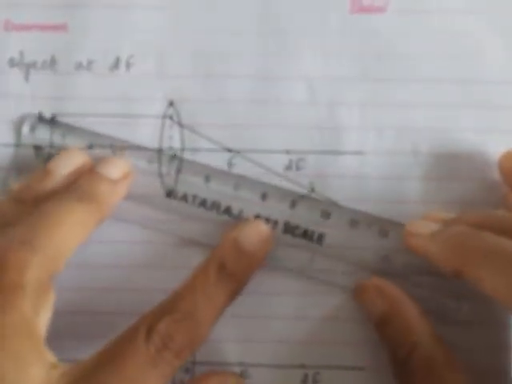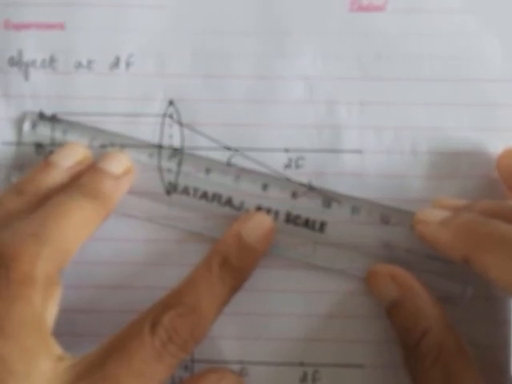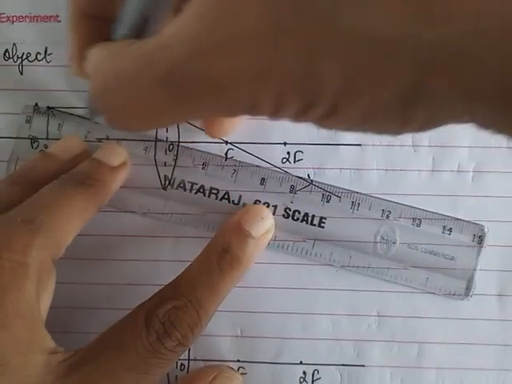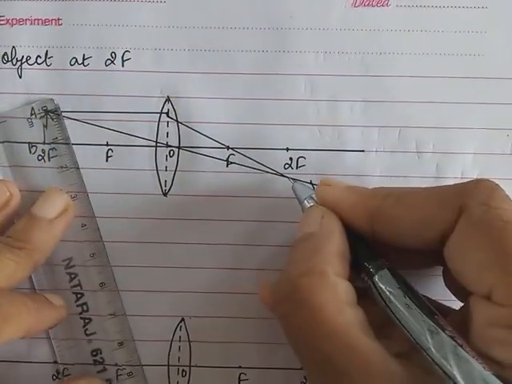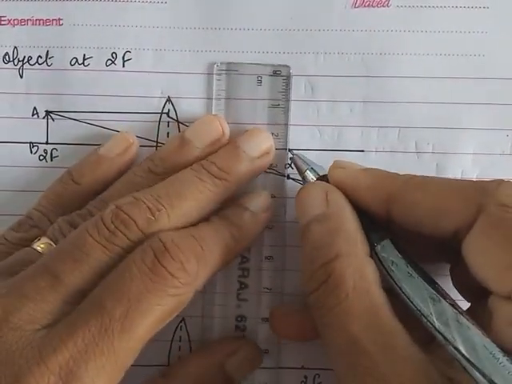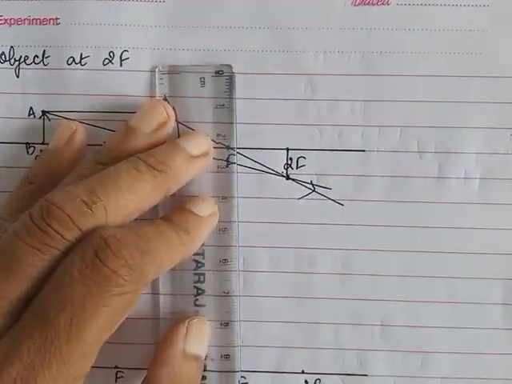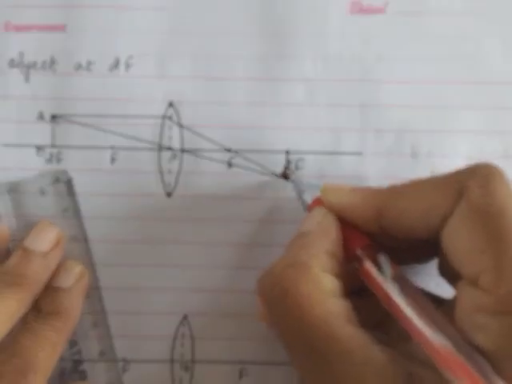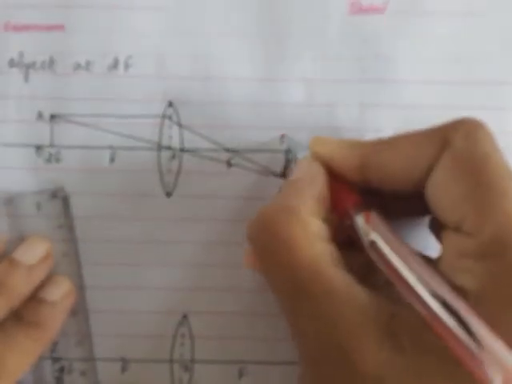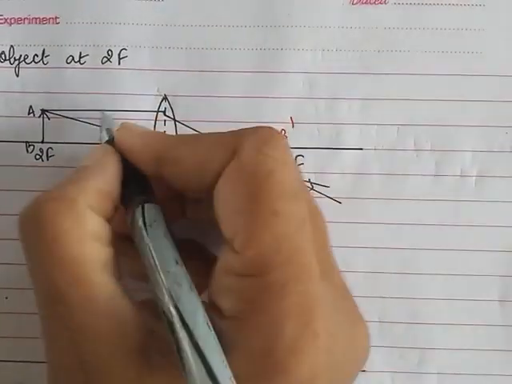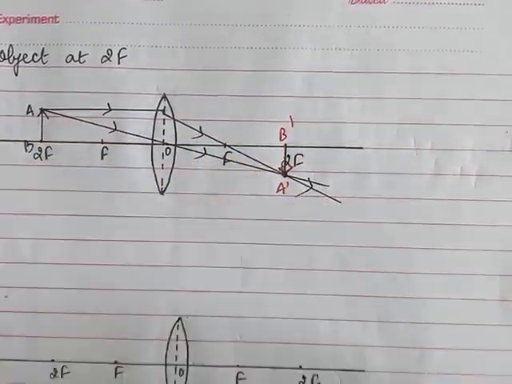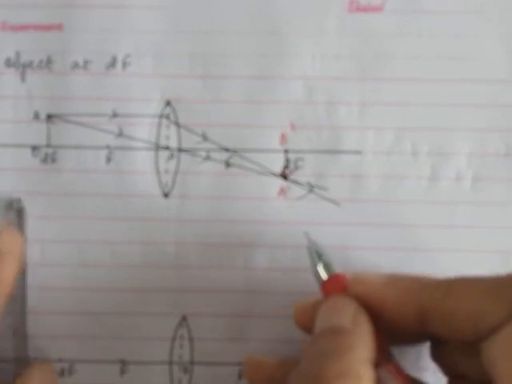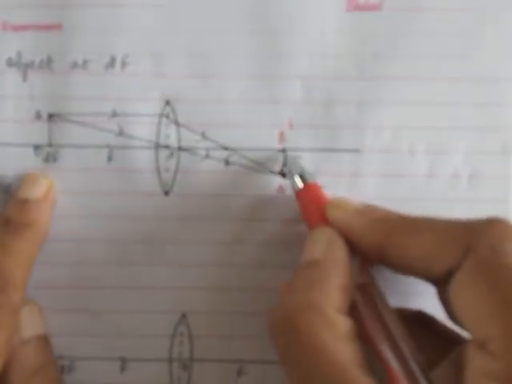And second ray passing through optical center and goes straight. Now these two rays meet here and the image is formed here, A dash, B dash. Don't forget to put the arrow marks. Marks will be cut for this. Is it clear, children? Here object was at 2f, image also is at 2f.